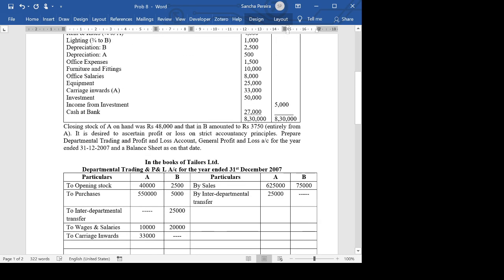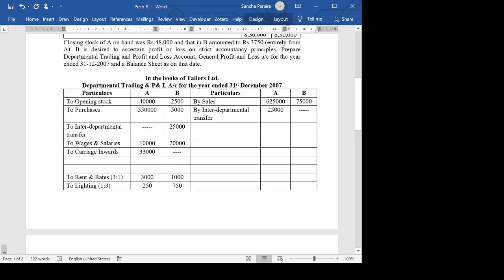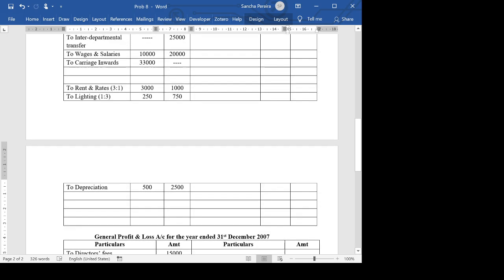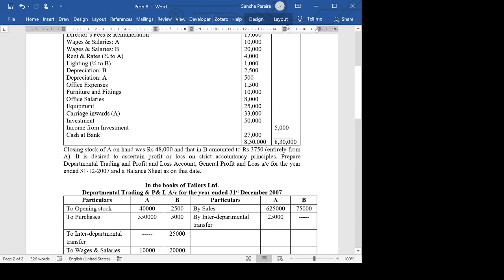The last one is cash at bank, 27,000. Okay, that's it. We have posted everything in this table. We'll now check the adjustments. In the adjustments, we just have closing stock. Closing stock of A on hand was 48,000 and that in B amounted to rupees 3,750.